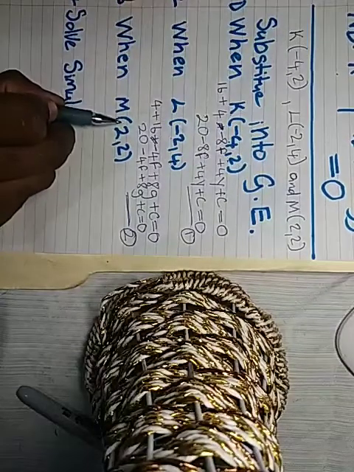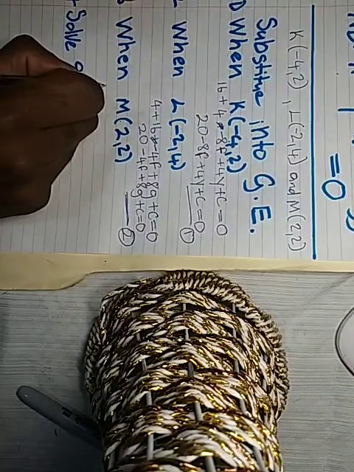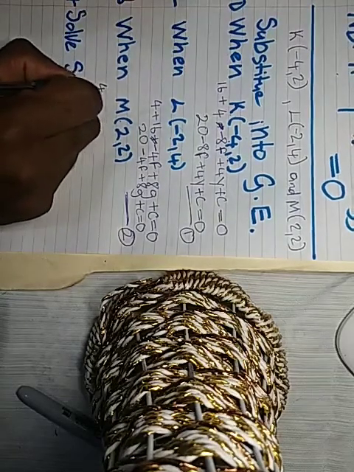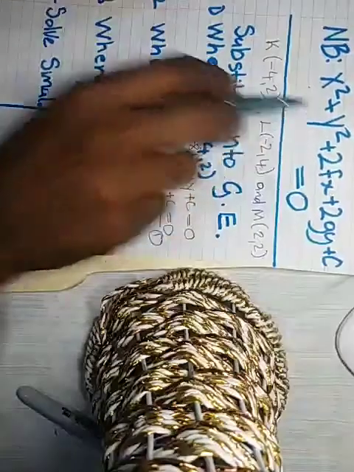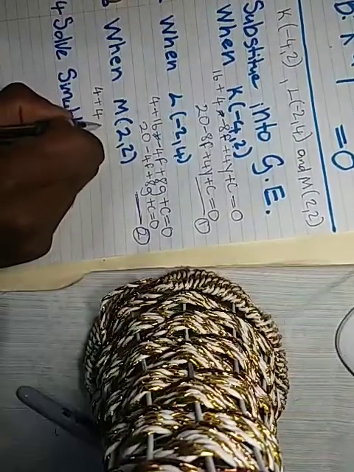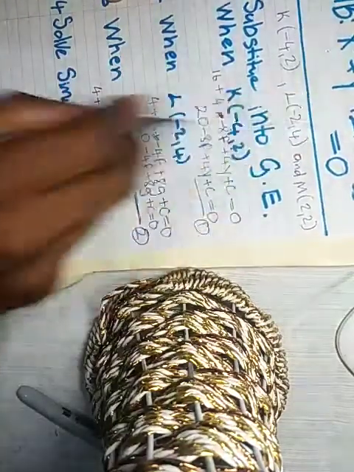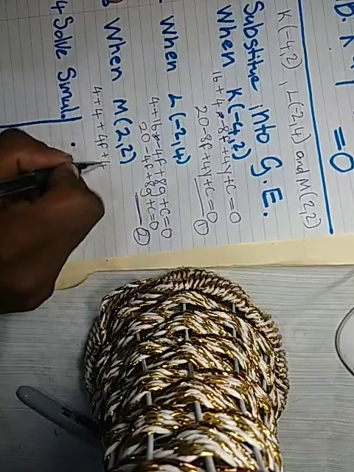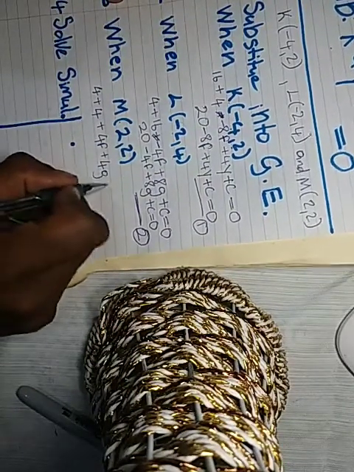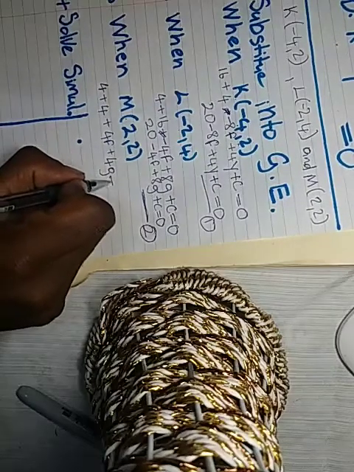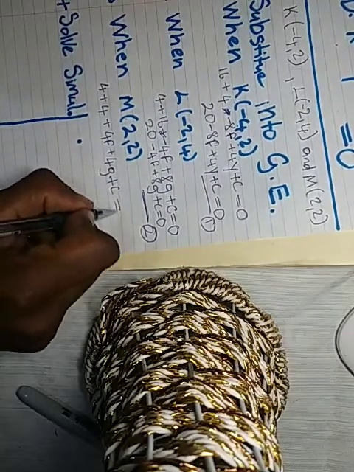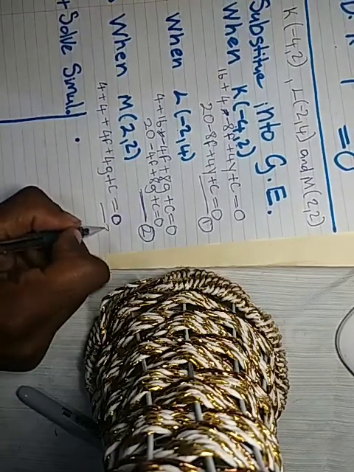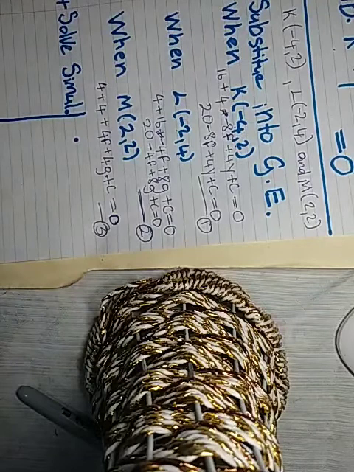All right. Now let's do M. So M would become 2 squared is 4, plus 2 squared again, this would be 4, plus 2 times 2, 4f, plus 4g, plus c is equal to 0. And this would be our equation 3.